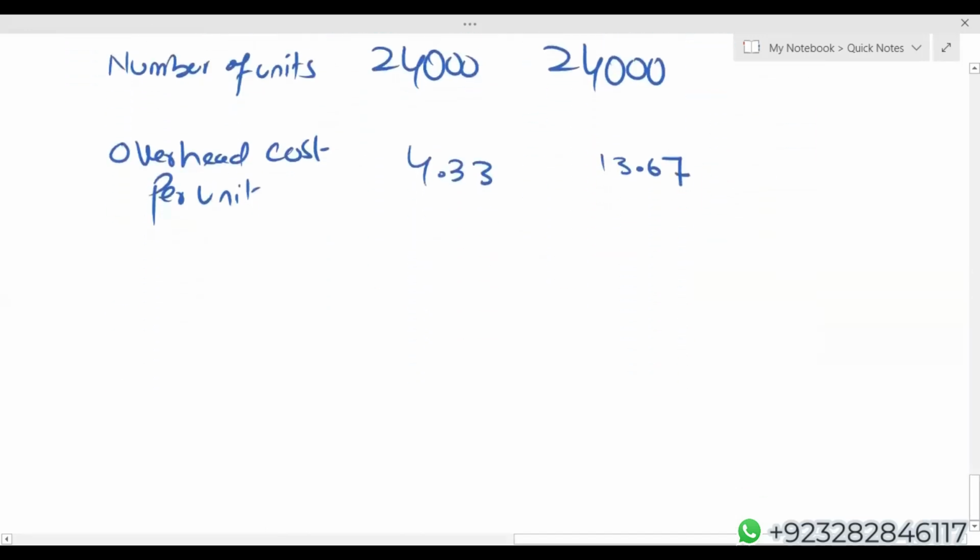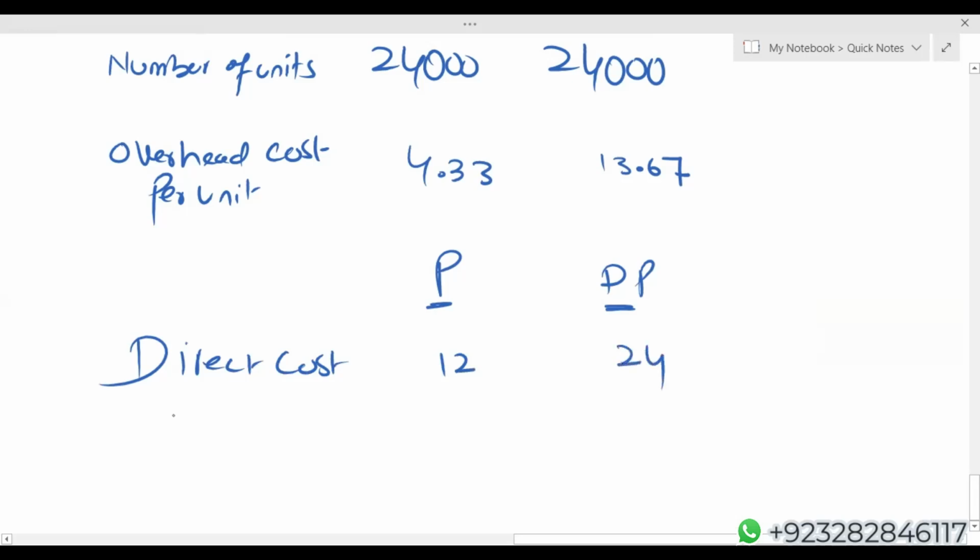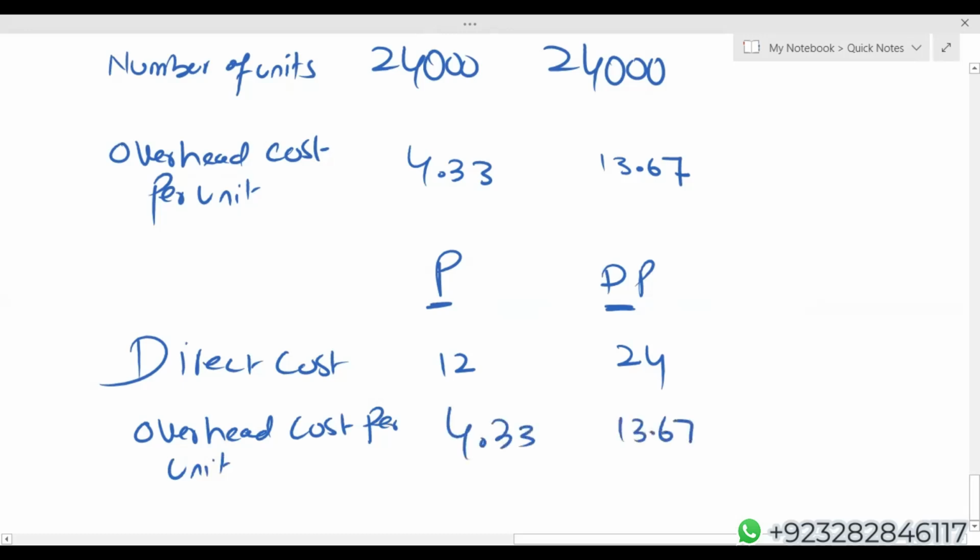Okay, now plus and double plus. Direct cost is 12 and 24. Overhead cost we have calculated per unit. Overhead cost per unit is 4.33 and 13.67.